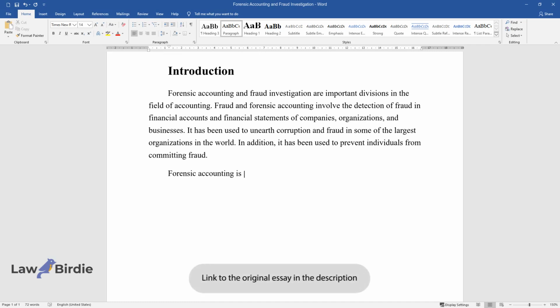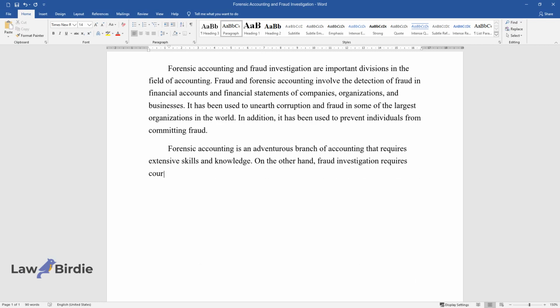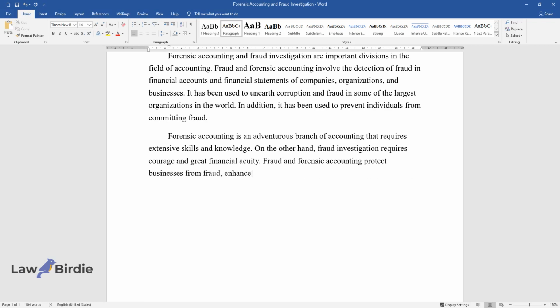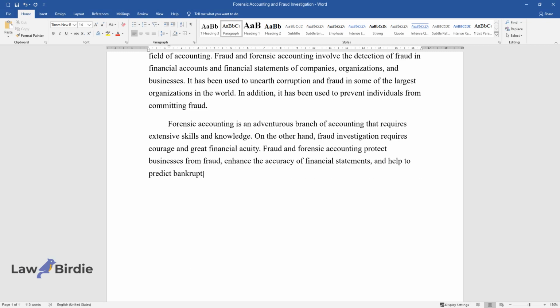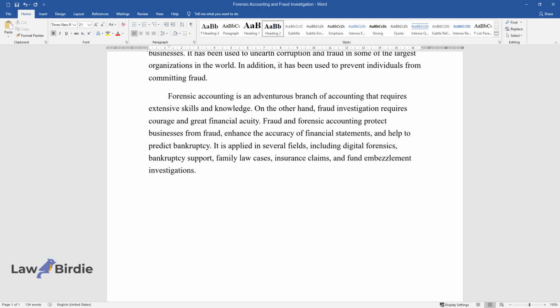Forensic accounting is an adventurous branch of accounting that requires extensive skills and knowledge. On the other hand, fraud investigation requires courage and great financial acuity. Fraud and forensic accounting protect businesses from fraud, enhance the accuracy of financial statements, and help to predict bankruptcy. It is applied in several fields, including digital forensics, bankruptcy support, family law cases, insurance claims, and fund embezzlement investigations.